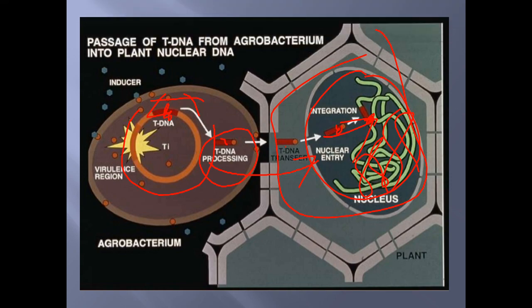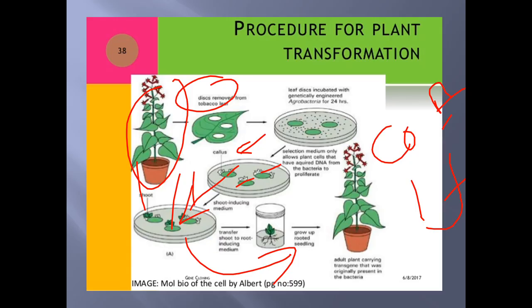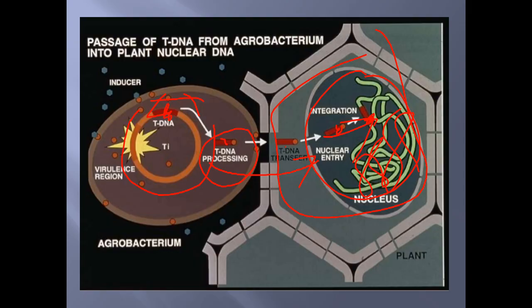So this is how the T-DNA gets passed from Agrobacterium into plant nuclear DNA. This is all about Agrobacterium-mediated gene transfer, which is very useful for transferring DNA. The basic principle behind why only Agrobacterium is used for transformation is that it is a plant pathogen which causes tumor formation in plants. Naturally, whenever it induces a tumor in the plant, it starts replicating inside the plant.